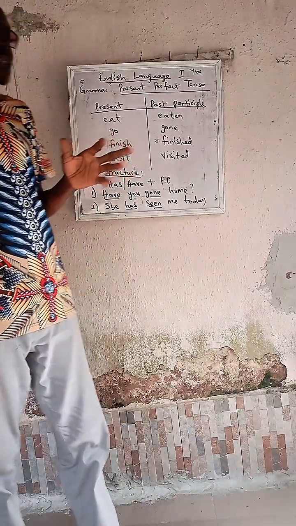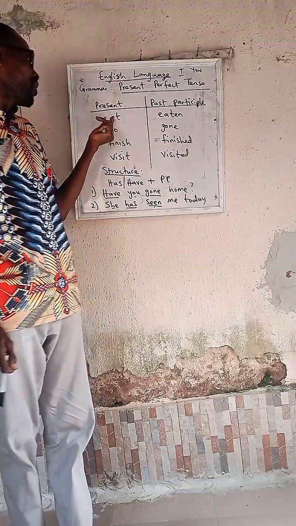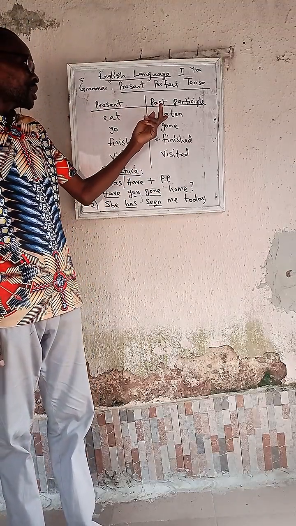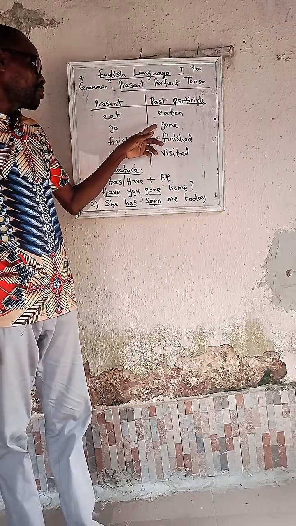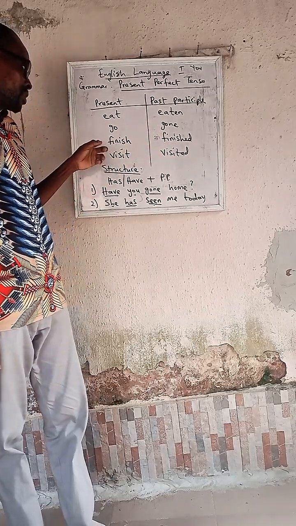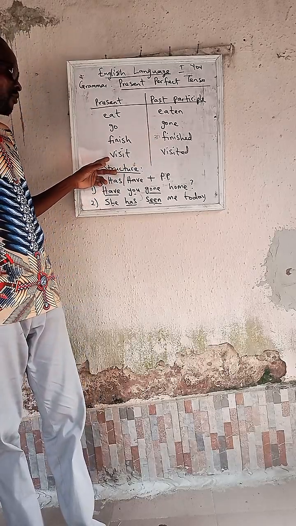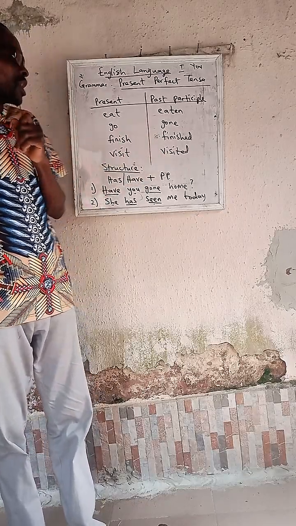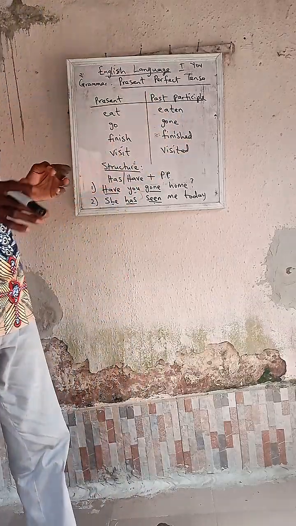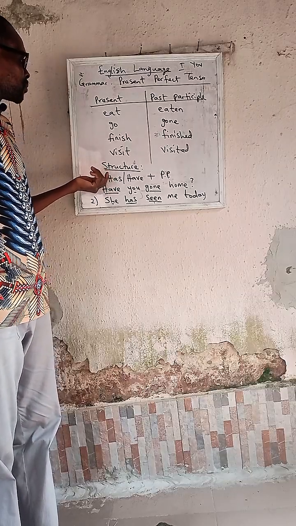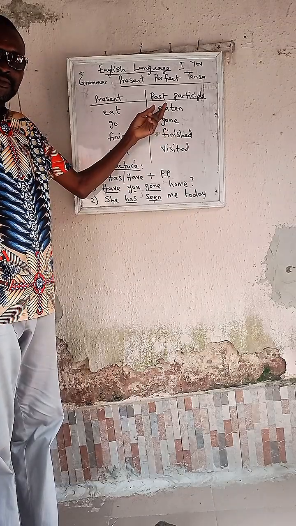So now let's look at the present and the past participle form of the verb. The present form is eat, the past participle is eaten. The present form is go, and the past participle form is gone. Present, finish. Past participle, finished. Visit, visited. Now, when you want to express yourself in present perfect tense, you follow this structure: has or have plus the past participle form of the verb.